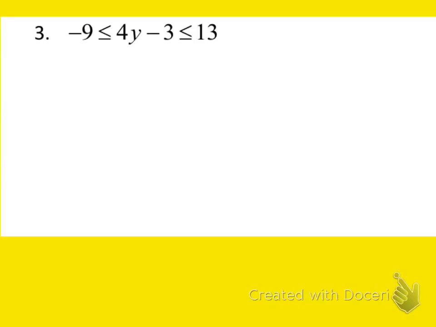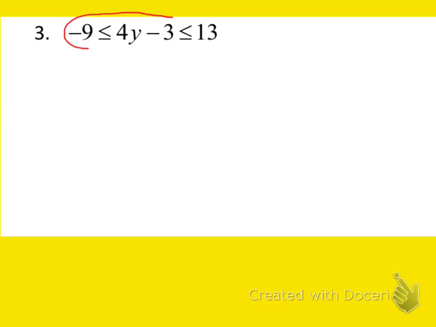Let's go on to example 3. Negative 9 is less than or equal to 4y minus 3, which is less than or equal to 13. Now I don't see an and or an or. However, what I see is 3 parts here. First part, middle part, and the right part. This middle part, the 4y minus 3, is referring to the negative 9, and it's also referring to the 13. So it's in the middle, it's overlapping.